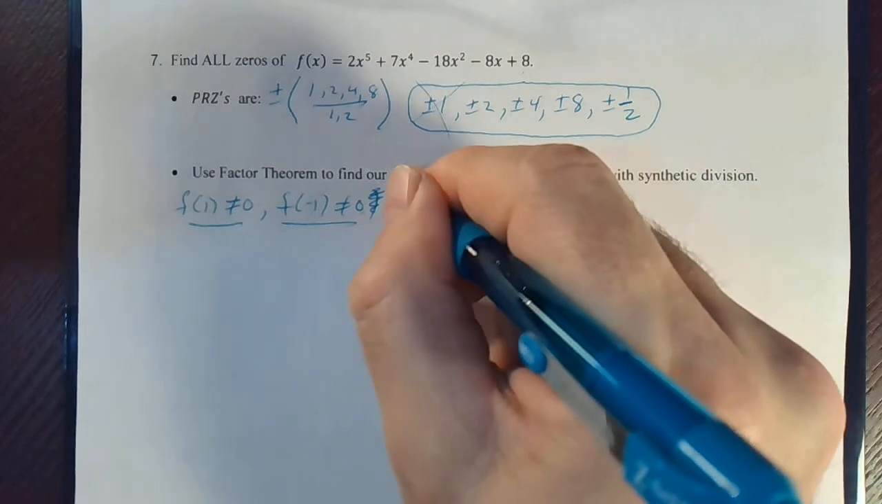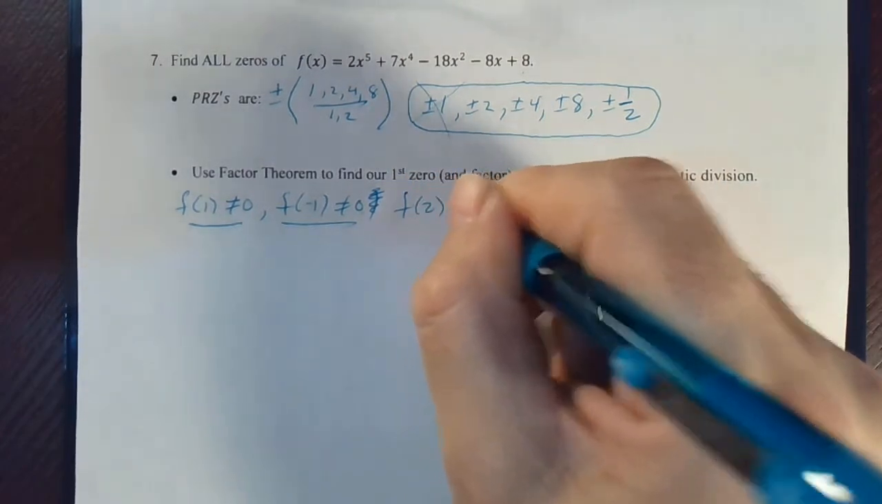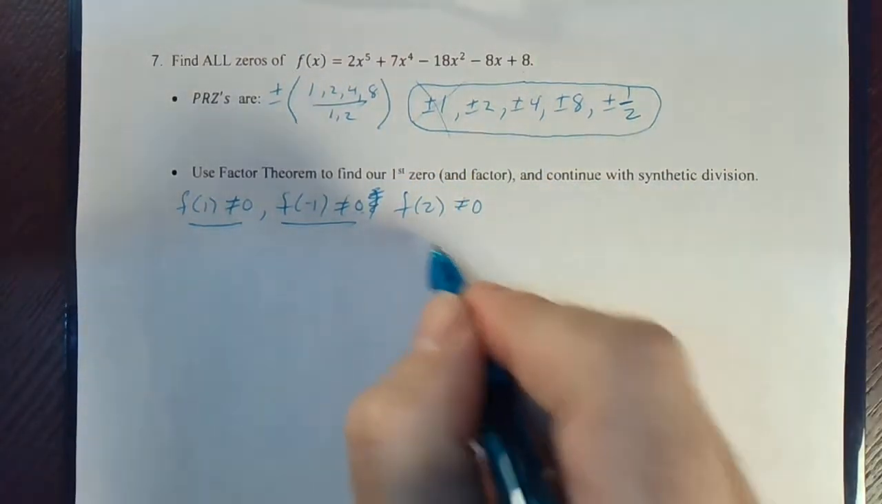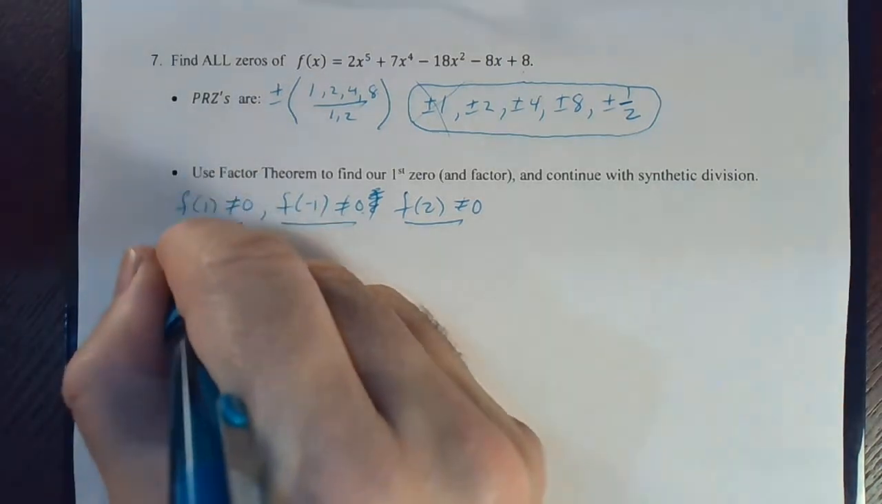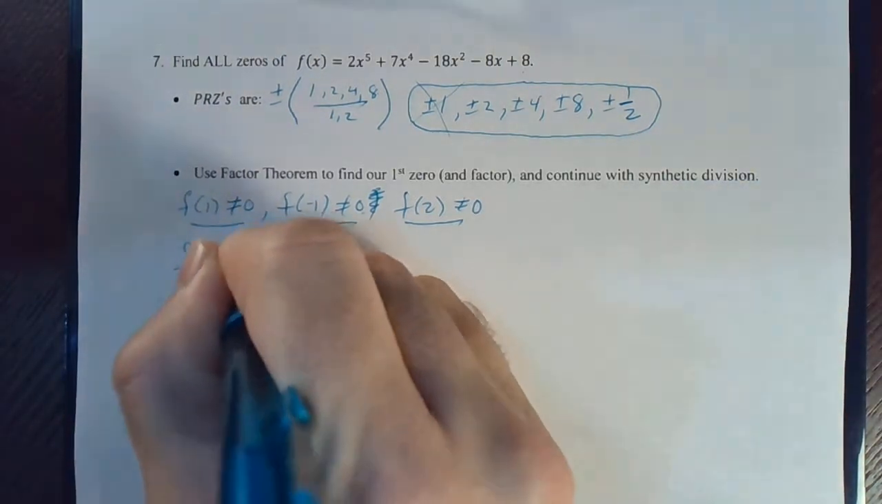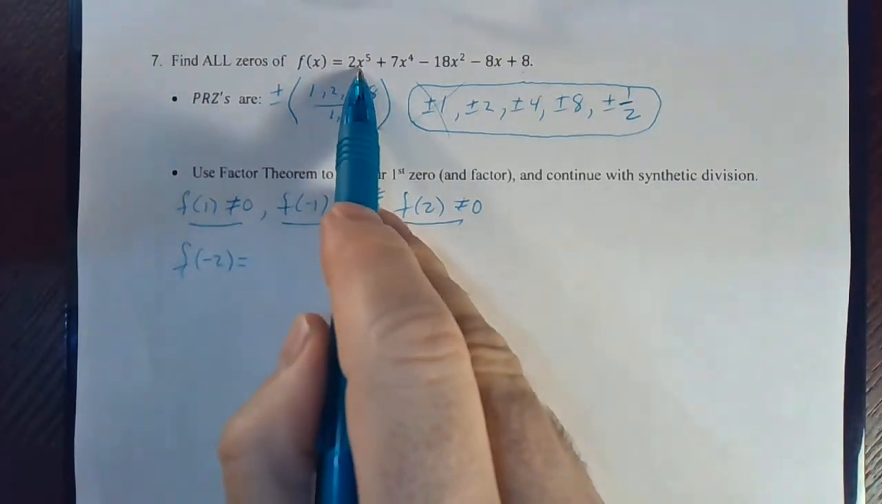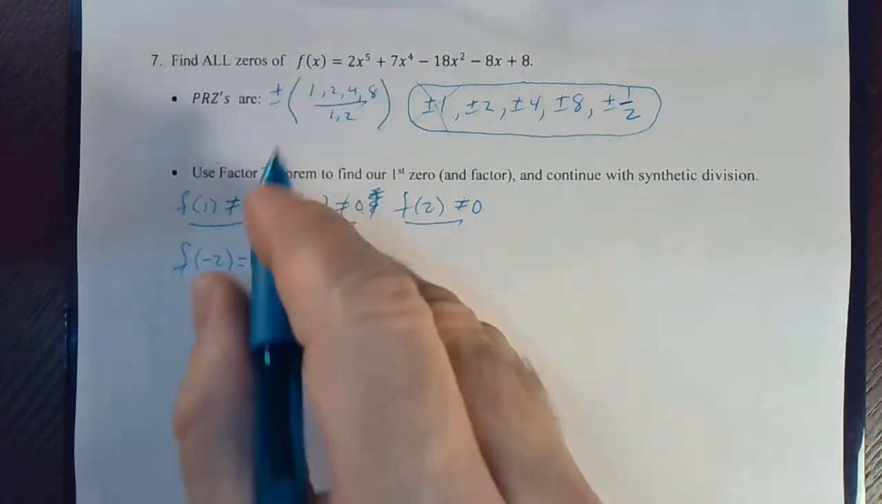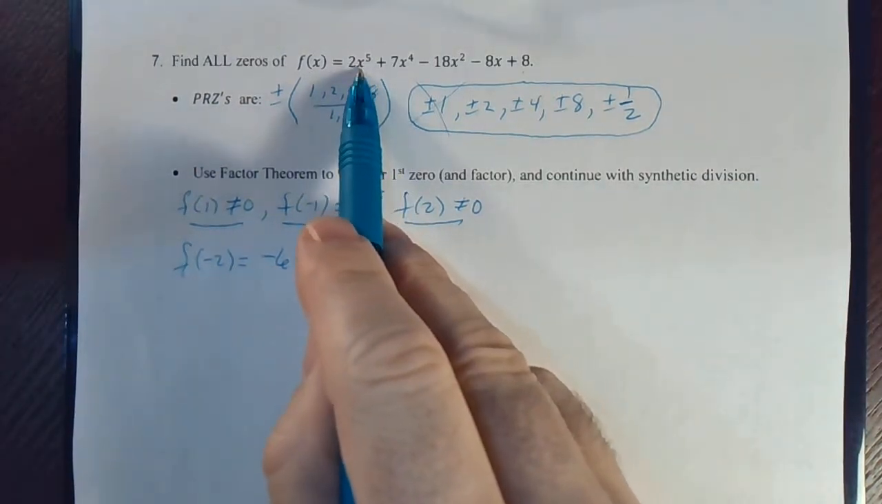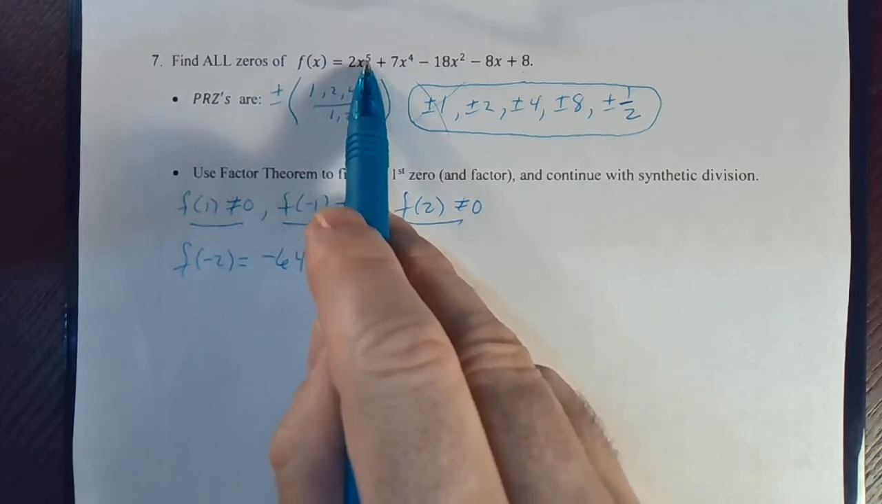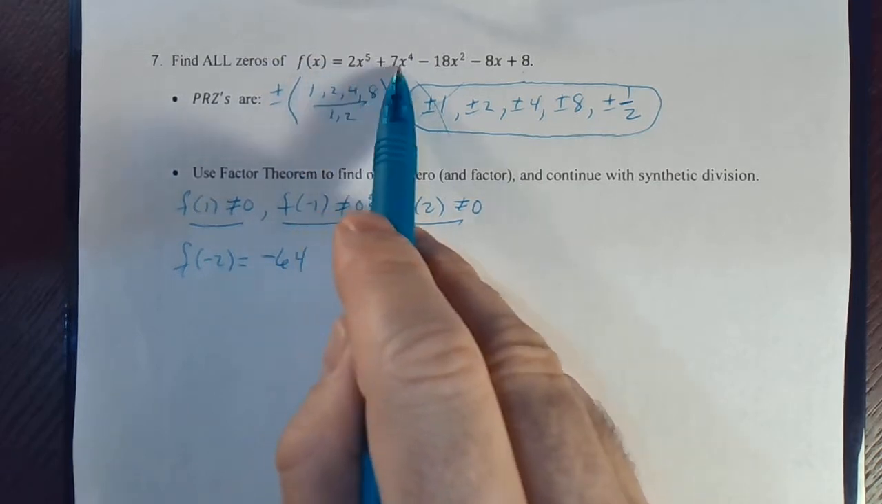Let's see. f of 2 is not equal to 0. And I'm going from memory here, but I do believe that negative 2 is going to be the first one that we find. So let me just check that. f of negative 2. All right, 2 to the 5th is 32. Negative 2 to the 5th is negative 32, and times 2 is negative 64.